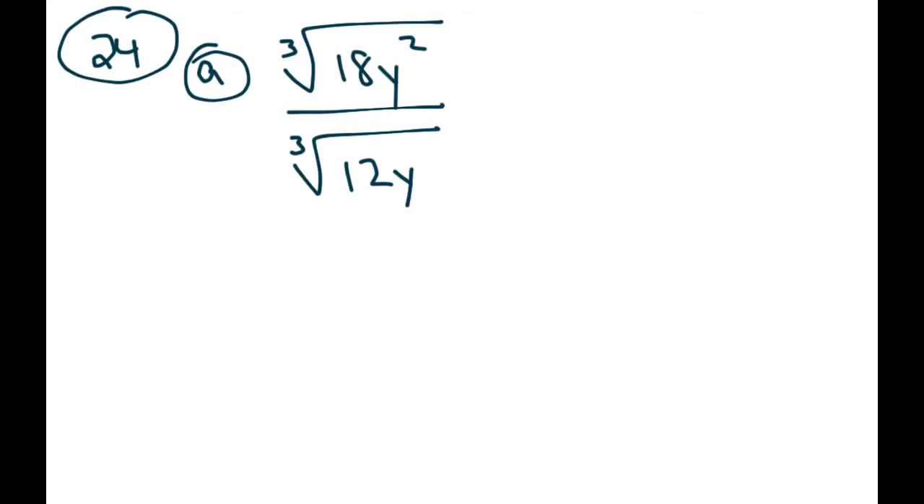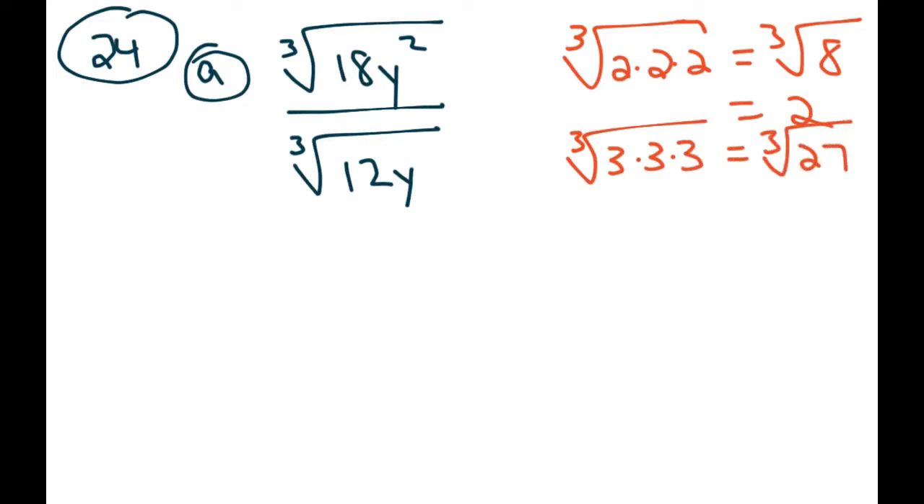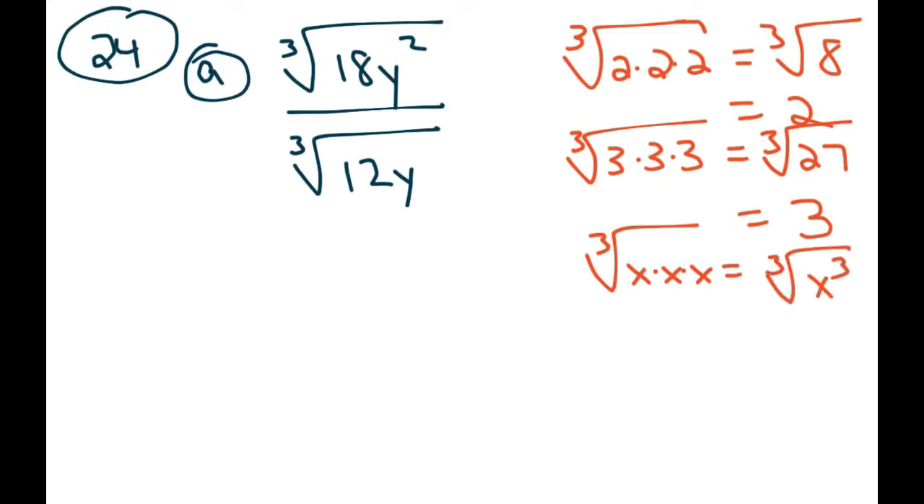Now, what does a cube root mean? Well, a cube root is when you have three numbers that are being multiplied together. Since 8 is 2 times 2 times 2, the cube root of 8 is 2, if that makes sense. 3 times 3 times 3 is 27, so the cube root of 27 is 3. This works for variables too. If you have x times x times x, which is x cubed, the cube root of x cubed is x.